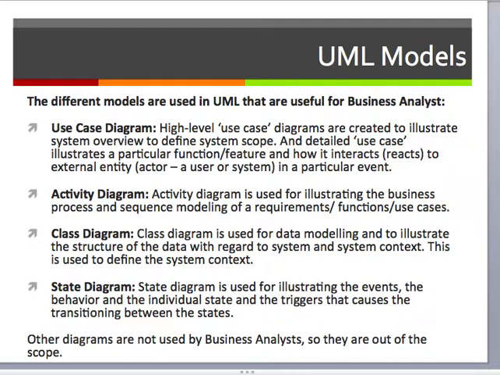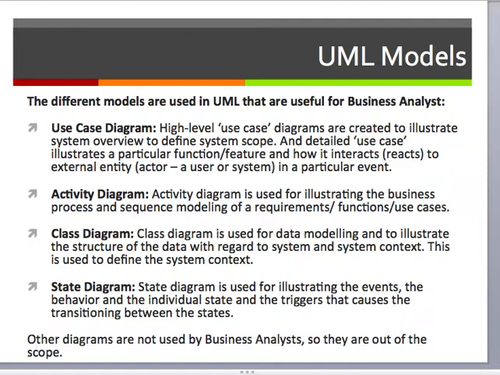Then next comes the class diagram. Class diagram is used for data modeling. Remember, for data modeling you can use the ER diagram, that is the entity relationship diagram, or the class diagram, but using both could be duplicating. So if your organization is using the UML standards, you may want to use the class diagram, to illustrate the structure of the data with regard to the system and the system context. This is used to define the system context, class diagram.